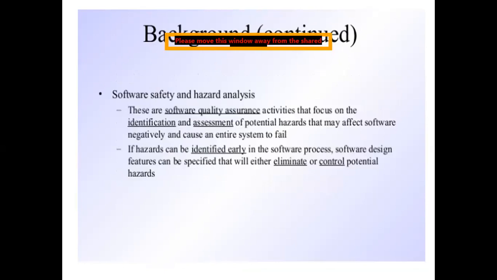Now, software safety. There are a few points related to software safety and hazard analysis. How are we going to analyze this? There are again some factors. These are software quality assurance. In this case, we follow protocols, rules and regulations designed by the IEEE organization to maintain and assure software quality. We will focus on the identification and assessment of potential hazards.